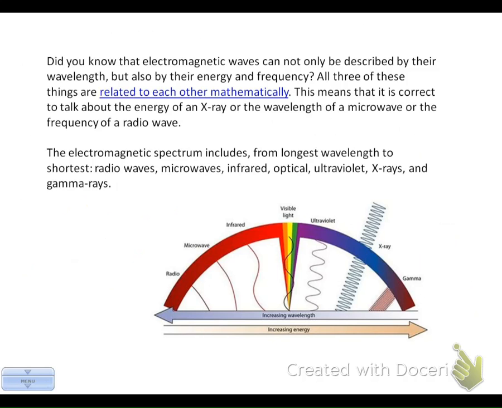Did you remember the EMR spectrum from middle school? Well, here's a different way to show it. We have on the far left radio waves and on the far right gamma rays. You can see that the wavelength increases as you go toward radio, and then the energy increases as you go toward gamma, and that would also indicate frequency as well as energy.